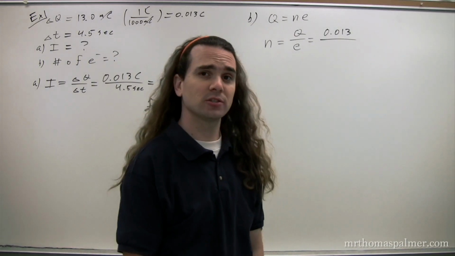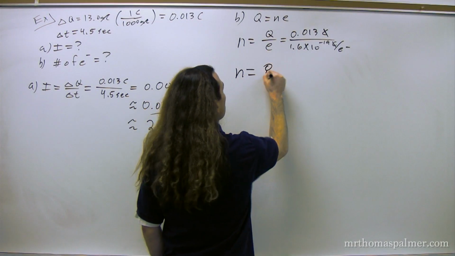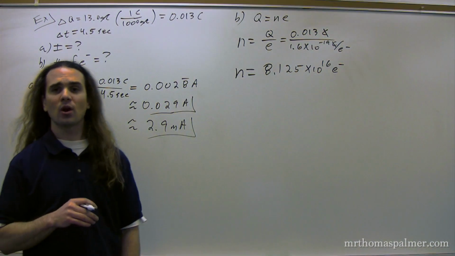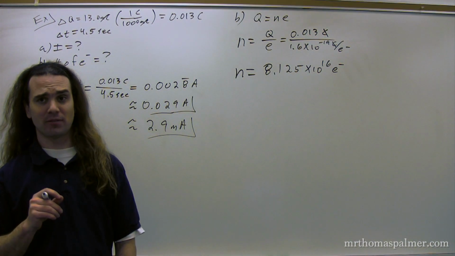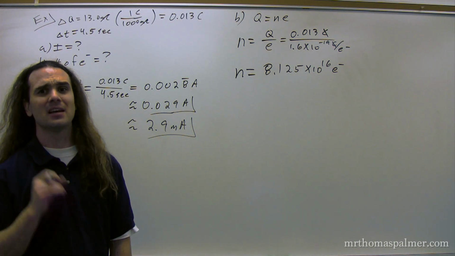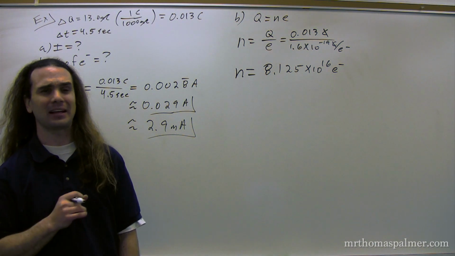So we just put in 0.013 coulombs over the fundamental charge. What is the fundamental charge? That's 1.6 times 10 to the negative 19 coulombs. Which means we put 1.6 times 10 to the negative 19 in for the fundamental charge, and we get 8.125 times 10 to the 16th electrons. Therefore, with sig figs, we get 8.1 times 10 to the 16th electrons.